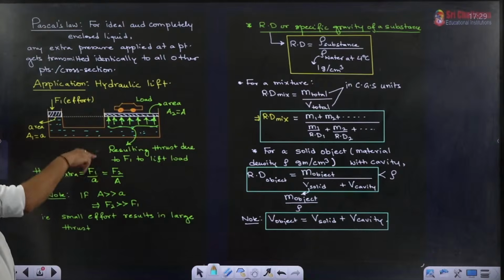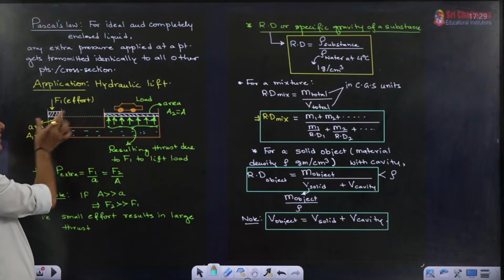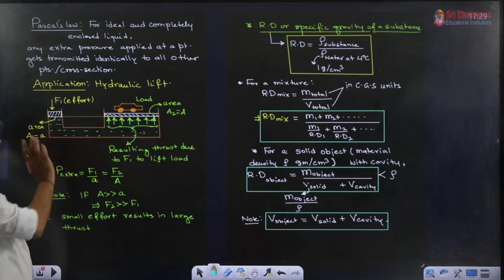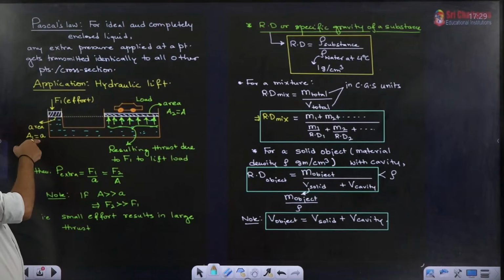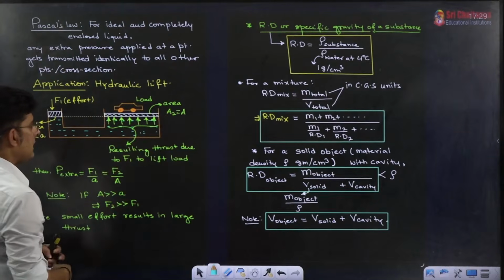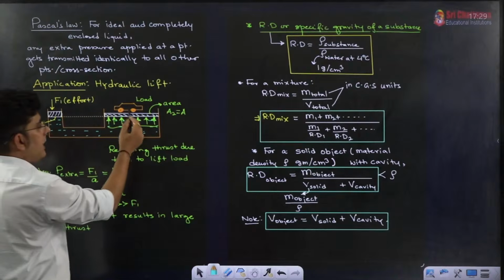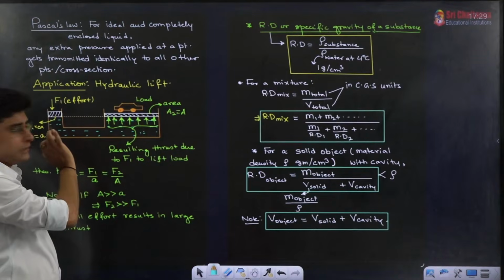So you can see in the diagram, we have a vessel which has two different cross sections on two sides, and we have fitted pistons over here. On the first piston, whose area I have taken as small a, the other side area is capital A, and we are applying a force which is our effort, and on the other side we have a car which is kept as a load on the other piston.